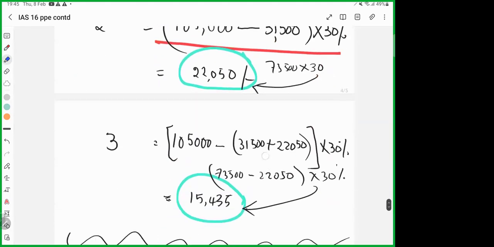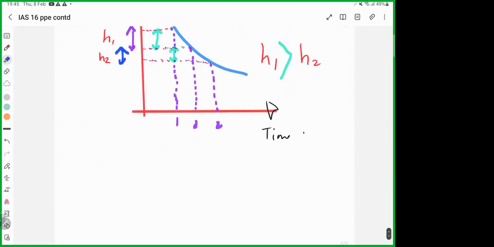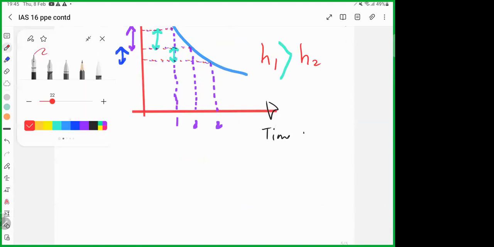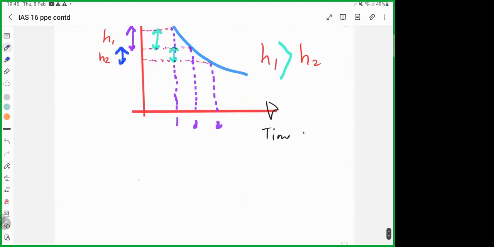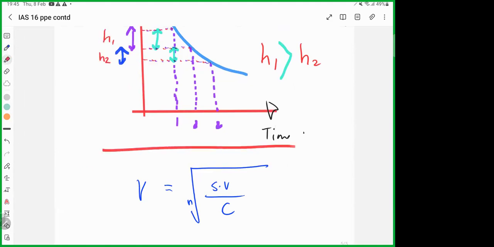So, suppose you needed to calculate the rate of depreciation, there is one equation for that. The equation is R is equal to... this is the equation to calculate the rate of depreciation for the reducing balance method. Understand me?